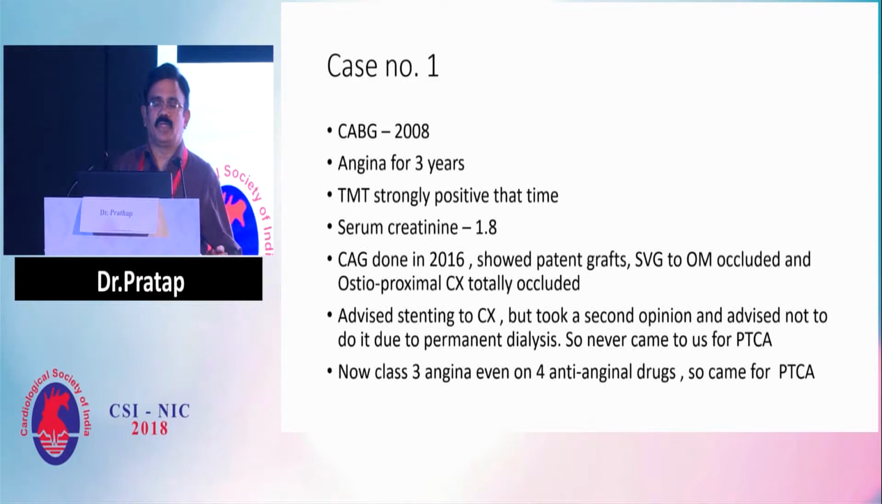It is a patient with CABG done in 2008 with a creatinine of 1.8. Angiogram done in 2016 showed all the patent grafts, with the SVG to OM occluded and an ostioproximal circumflex totally occluded. The patient was advised stenting to the circumflex but took a second opinion and was advised not to do it because of the risk of permanent dialysis. And the patient never came for an angioplasty. Now the patient has class 3 angina on 4 anti-anginal drugs.